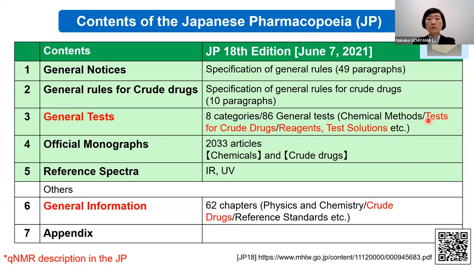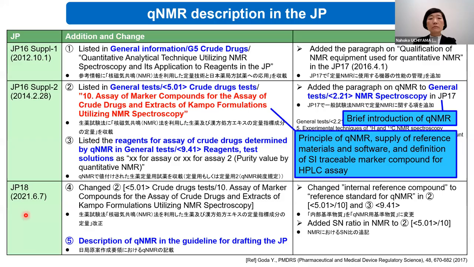This slide shows the contents of the Japanese Pharmacopoeia. In the general test and the general information chapters, QNMR is described. This slide shows the QNMR description in the JP. In JP16 supplement 1, QNMR analysis technique and its application to reagent in the JP was listed under the general information of crude drugs.